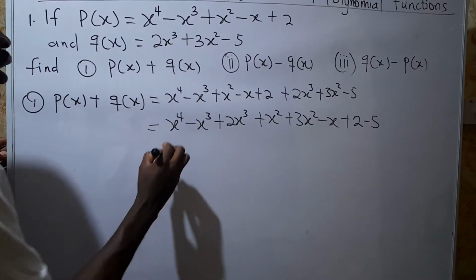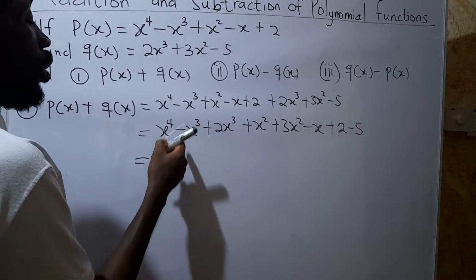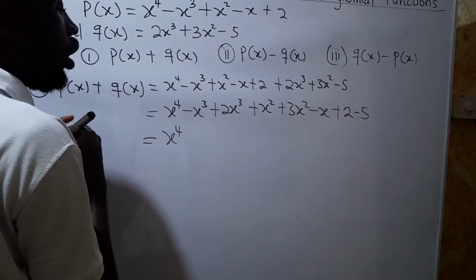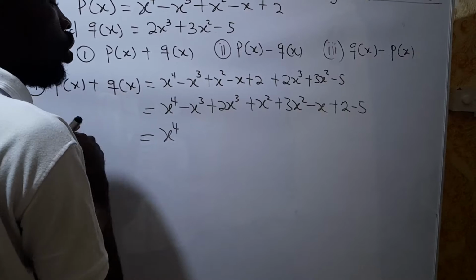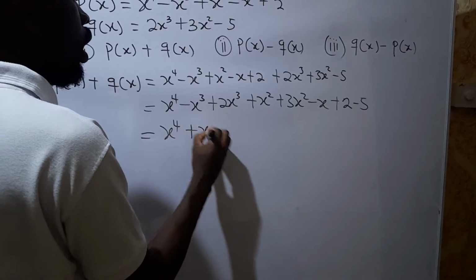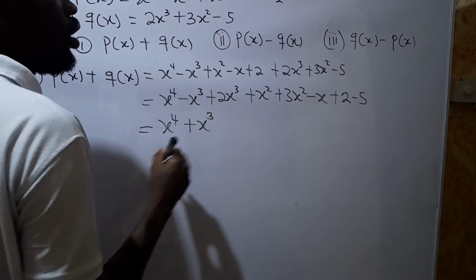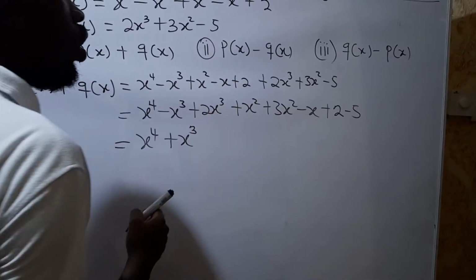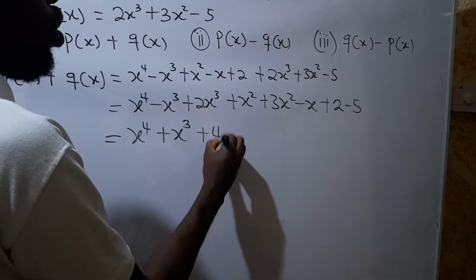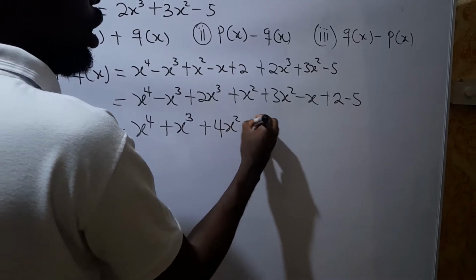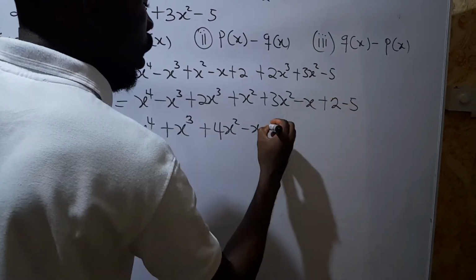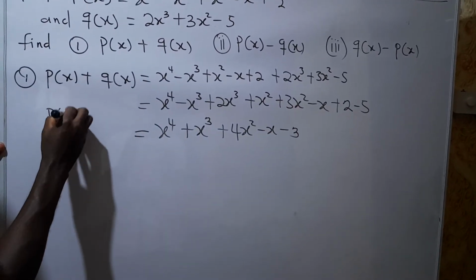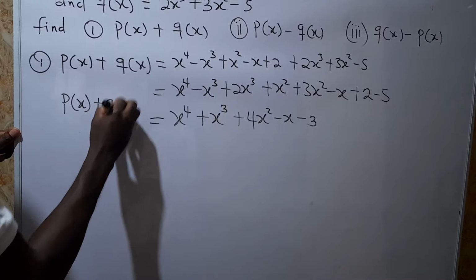So how do we get it? x exponent 4, the coefficient here is negative 1. So negative 1 plus 2 will be 1. So we have plus x exponent 3. Then this is 1, the coefficient is 1 plus 3 will give me 4. So we have plus 4x squared, then minus x. 2 minus 5 will be negative 3. So we can say this is p of x plus q of x.